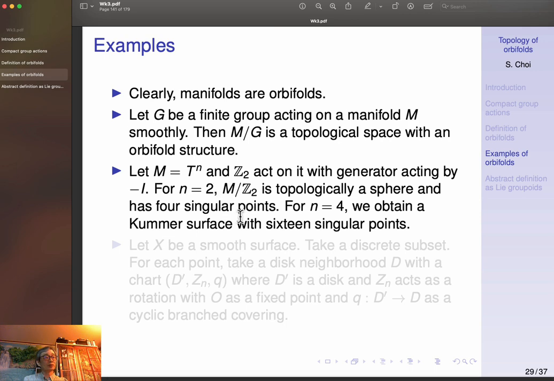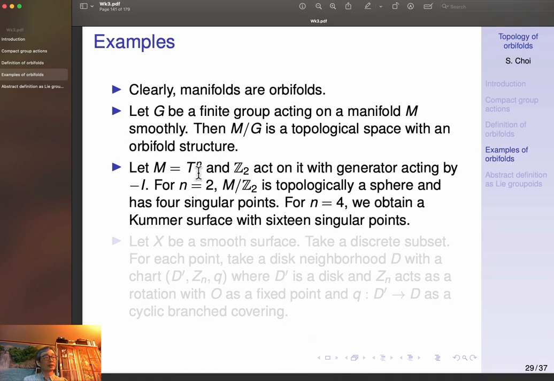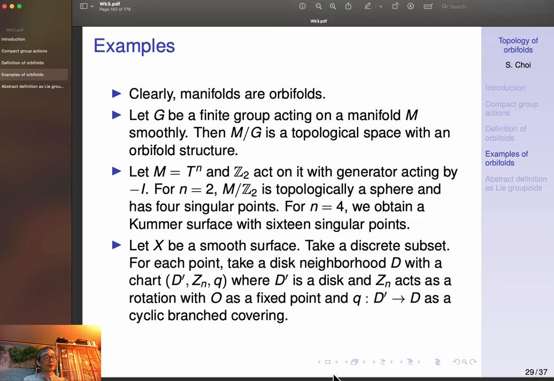So this will give you an example of an orbifold. For n equal 4, we obtain what is called the Kummer surface with 16 singular points. In general, you can do it for every n, and these will all give you orbifolds. So let's go to another example.